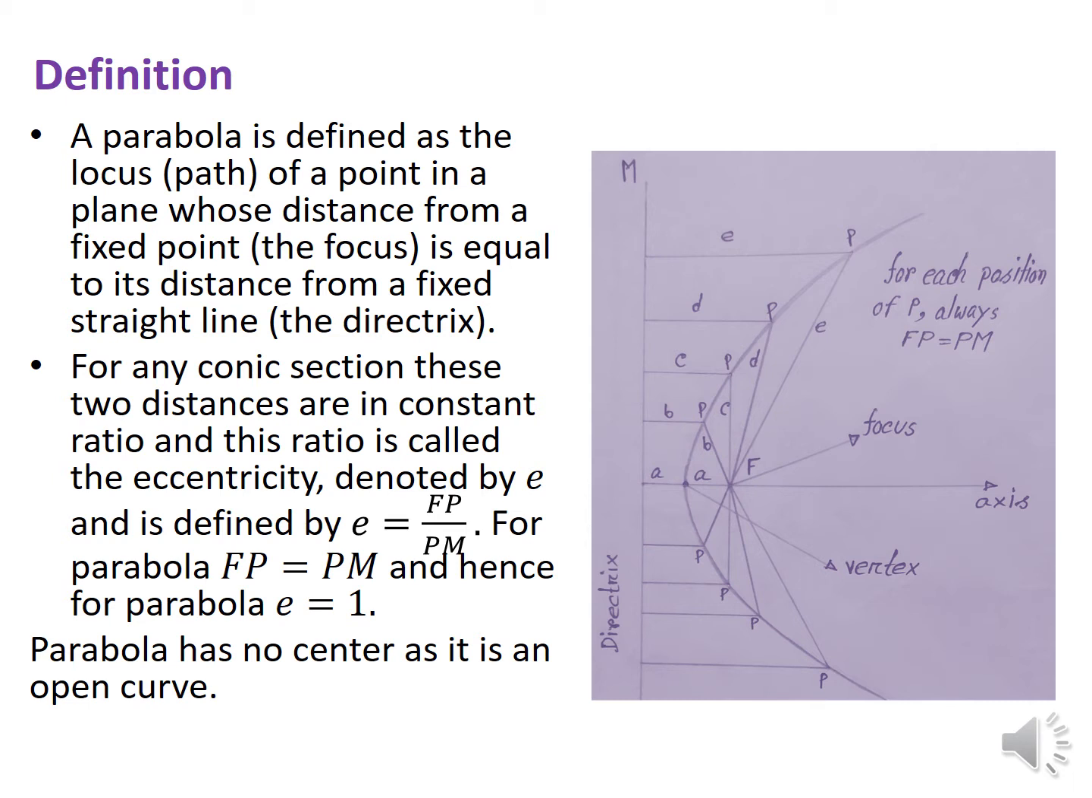Okay, we will start with the definition of parabola. A parabola is obtained by the locus of a point that satisfies a specific condition. The condition is that the distance of the point from a fixed point is equal to the distance of the point from a fixed straight line.